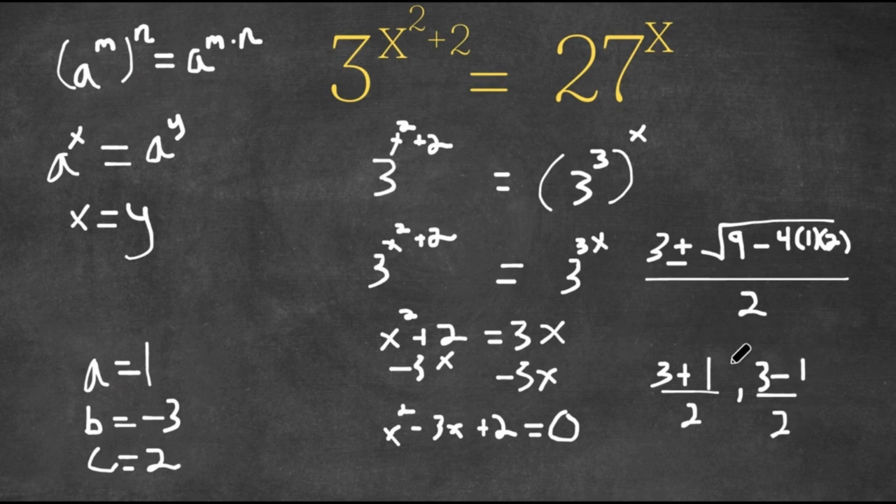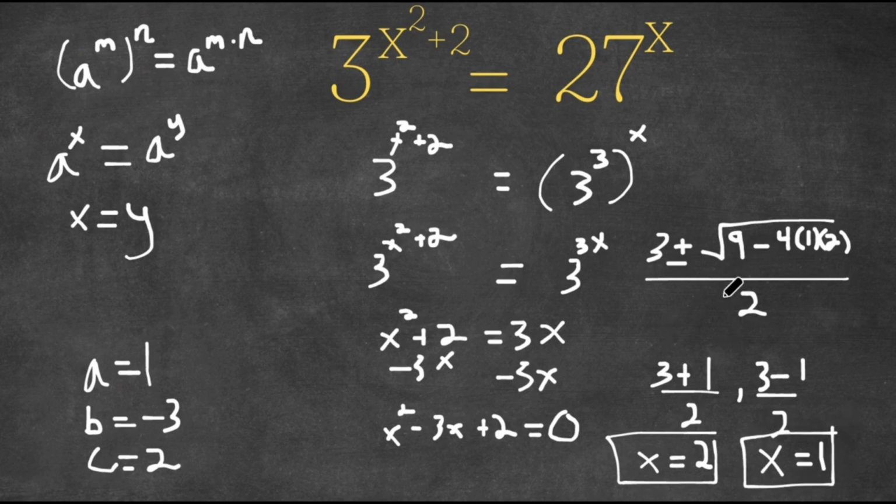Well, 3 plus 1 is 4, and 4 divided by 2 is 2, so x equals 2 is one solution. And 3 minus 1 is 2, 2 divided by 2 is 1, so x equals 1 is another solution. So now, these two are our solutions to this equation.